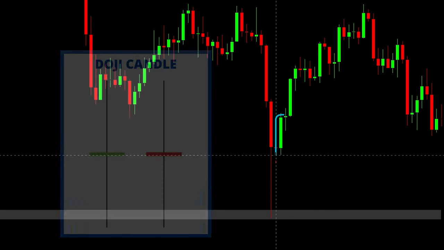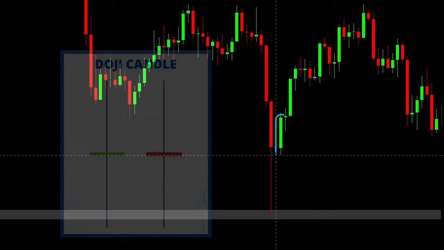And this right here is a continuation pattern. And in this case, it's a bullish continuation pattern. So the goal of this pattern is to continue the trend here towards the upside. There are a few things we need to see in order to have a valid rising 3 methods. First of all, before the pattern appears, we need to have an uptrend. The pattern itself consists of 5 candlesticks.